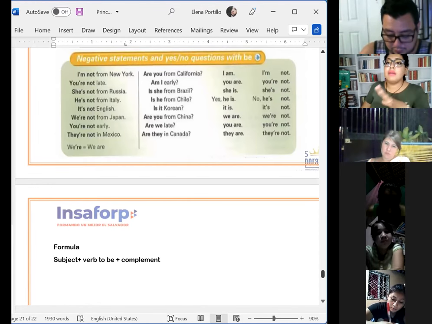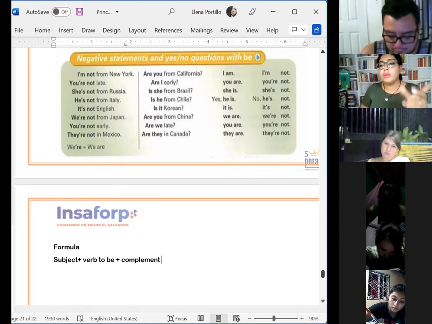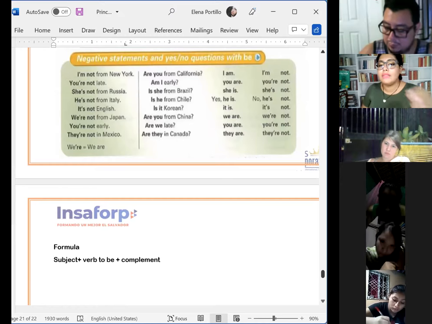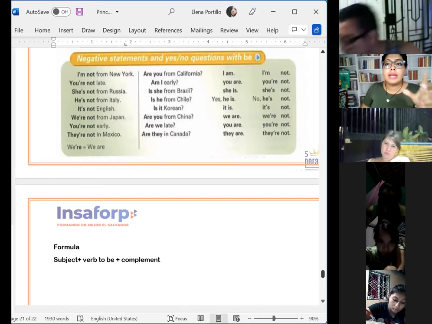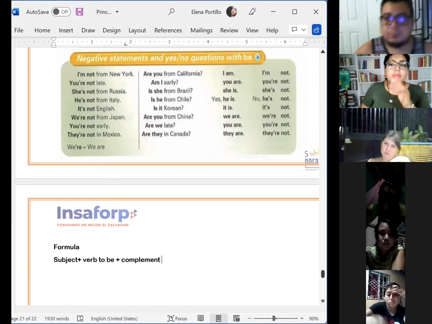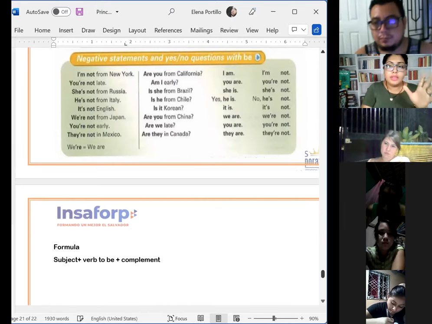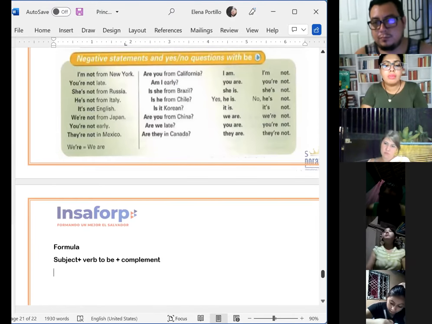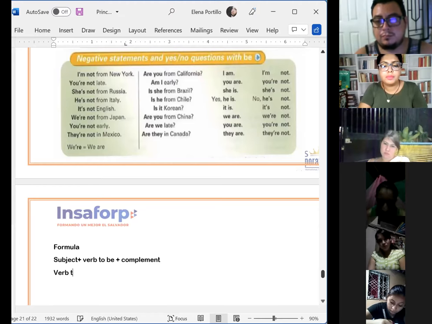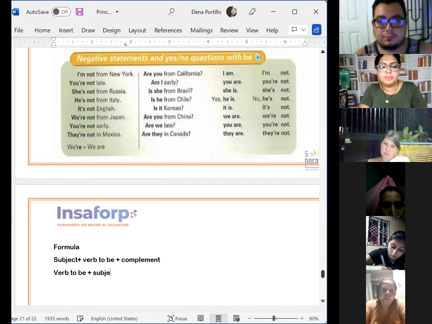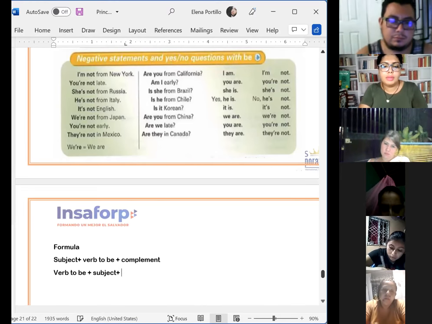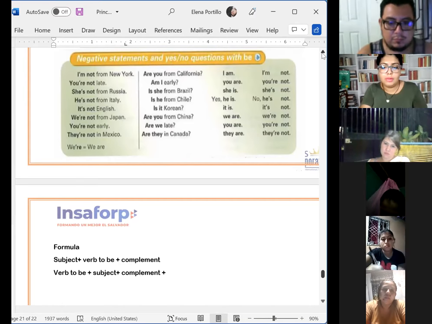Con esta fórmula creamos las oraciones afirmativas. Cambiamos un poco de esta fórmula para crear preguntas y ahora vamos a utilizar esta fórmula base para crear oraciones negativas. ¿Cuál es la diferencia? La diferencia con las preguntas es que primero va el verbo to be, plus subject, plus complement, and we add something more. Agregamos la question mark.